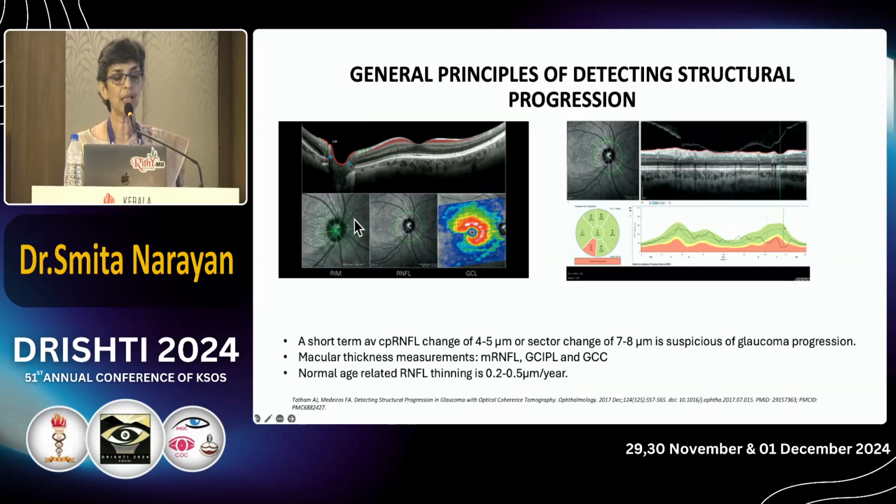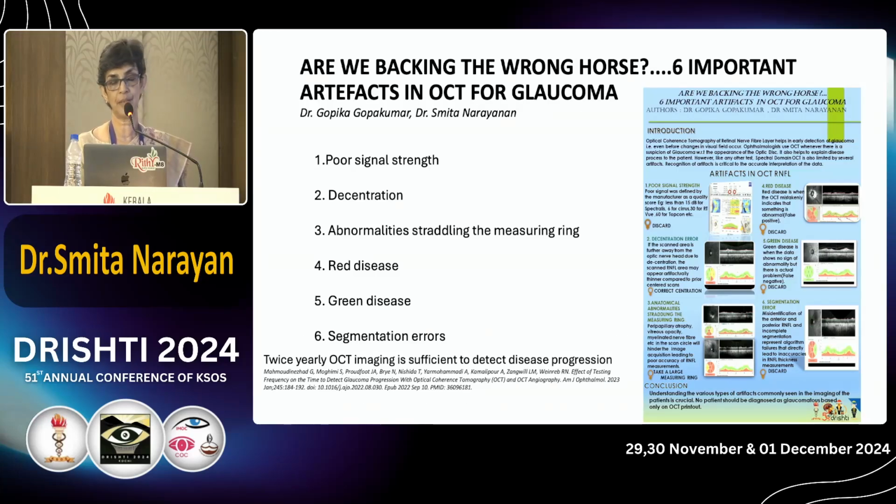However, we can also take an OCT of the optic disc and an OCT of the macula, which can tell us about the RNFL thickness at the macula and also the GCIPL and GCC thickness. A short-term average circumpapillary RNFL change of 4 to 5 micrometers or a sector change of 7 to 8 micrometers is suspicious of glaucoma, especially when the age-related thinning is only 0.2 to 0.5 micrometer per year. So when we are taking an OCT to follow up a patient for progression, it is important that we should be aware of the artifacts.